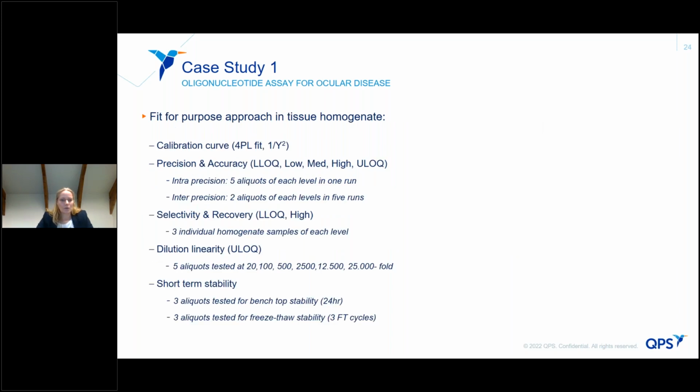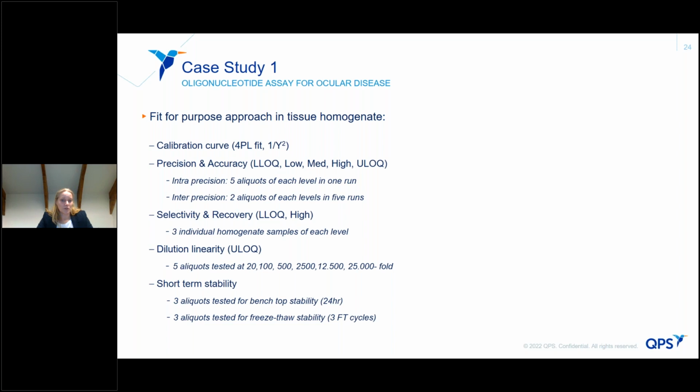So for the fit-for-purpose approach in tissue homogenate, it's not so different from a validation. It's just a bit less extensive. We made a calibration curve with a 4PL fit and a weighting factor of 1 divided by Y squared. We tested for precision and accuracy at 5 different levels. The intra-run precision was measured with 5 aliquots of each level in 1 run, while the inter-run precision was measured with 2 aliquots of each level in 5 runs. Normally in a validation we would do 6 runs.